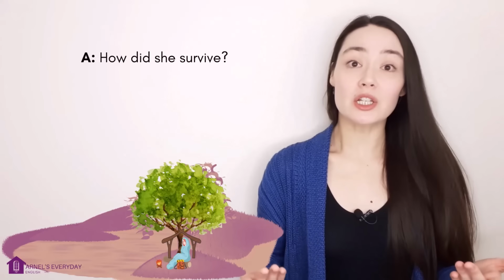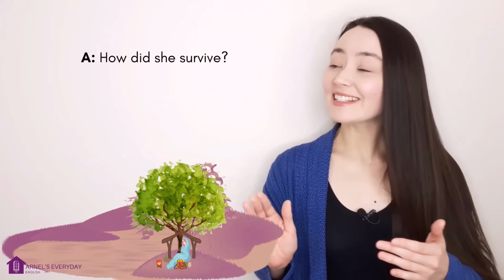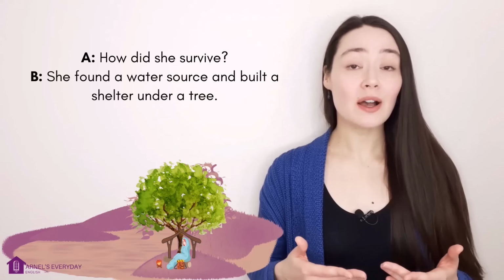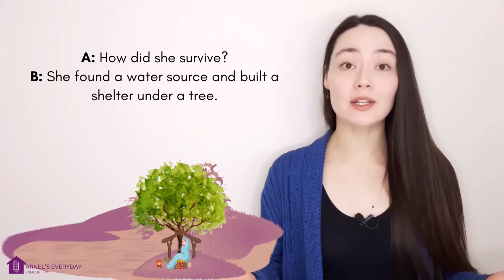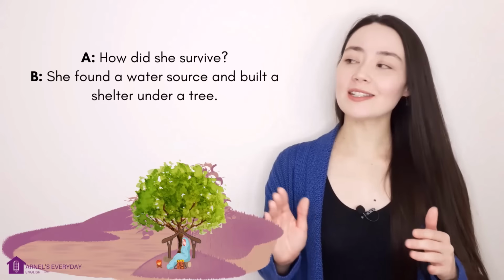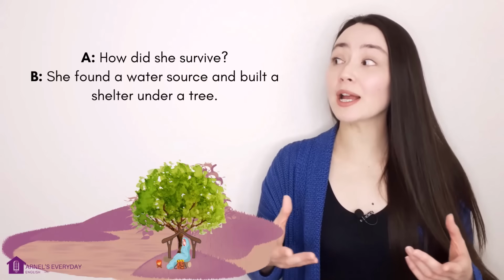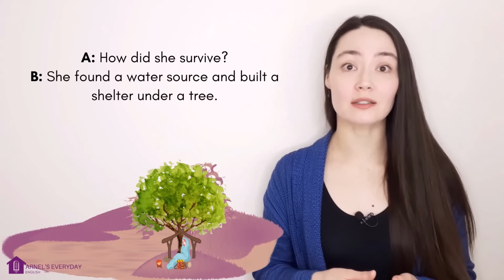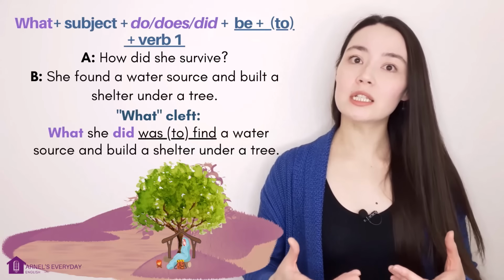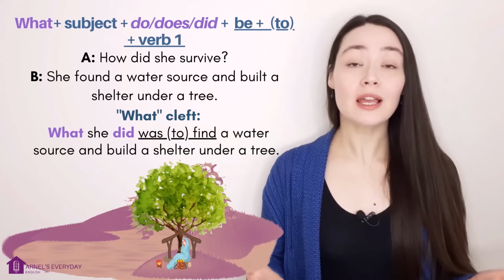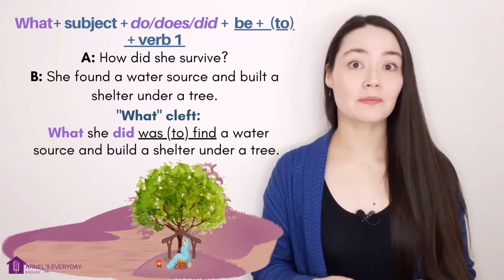Remember how Sandra was lost in the woods for 3 weeks? How did she survive? Standard sentence. She found a water source and built a shelter under a tree. Now, this is pretty impressive. It's a great opportunity to use a cleft sentence. What she did was find a water source and build a shelter under a tree.